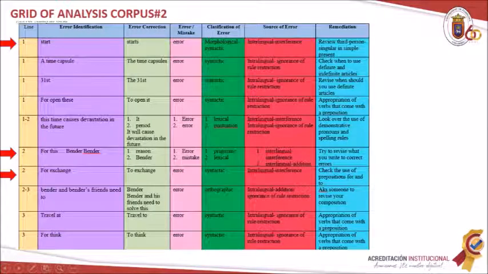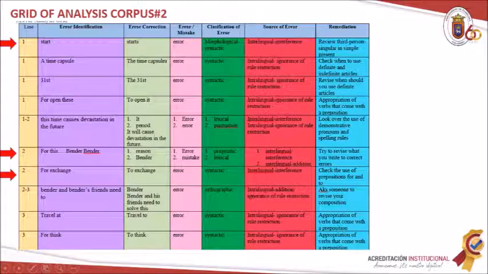In line 2, the error identification. For this, vendor, error correction. For this reason, so there is an omission, and vendor because it's a repetition, there is an addition of information that we don't need. So the first one is an error, the second one is a mistake, maybe for the lack of attention, and the first one is a pragmatic error because it is missing information and it affects the structure of the text, the complete structure of the text.